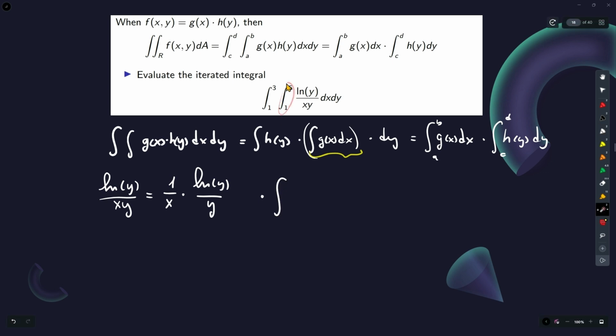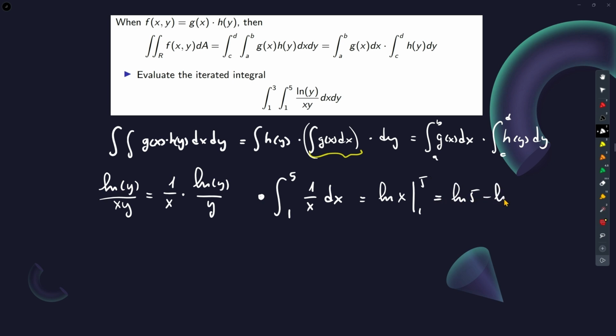Notice that the bounds of integration with respect to x are from 1 to 5. So it is the integral from 1 to 5 of 1 over x dx, and the integral of that will be the logarithm of x between 1 and 5, and that is the logarithm of 5 minus the logarithm of 1, which is just logarithm of 5. So that is my first integral, and now I have to do the integral of the second one.